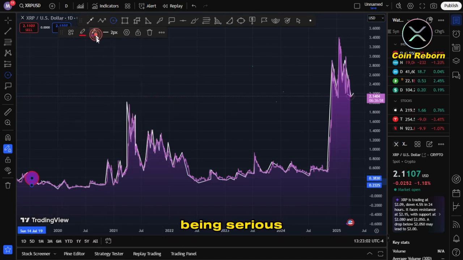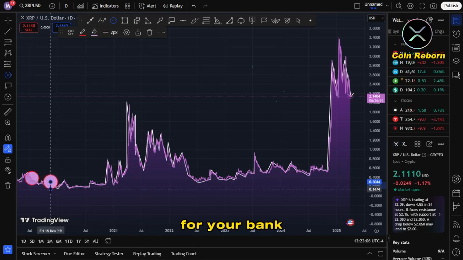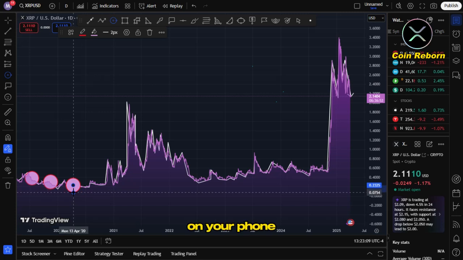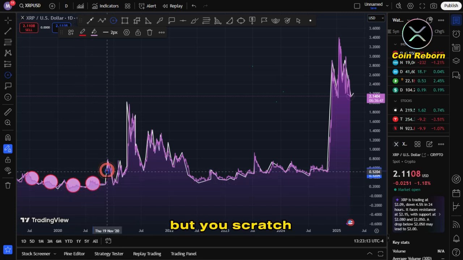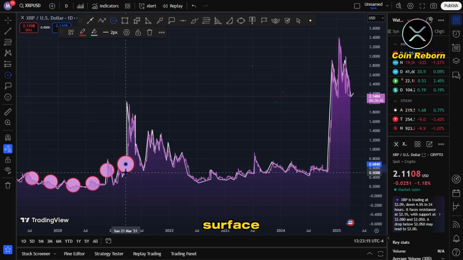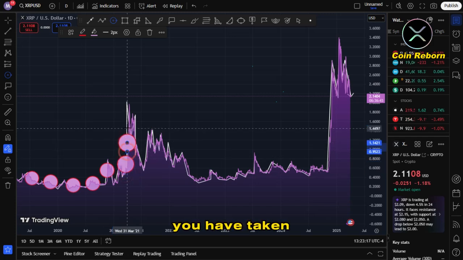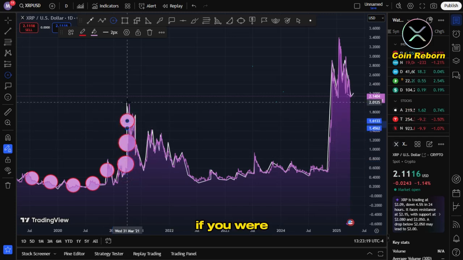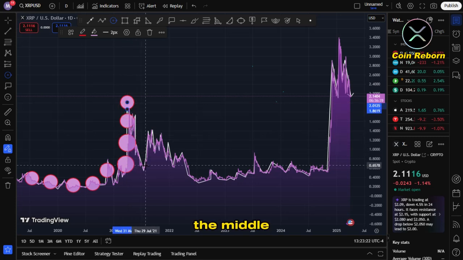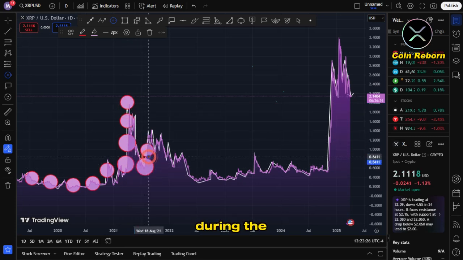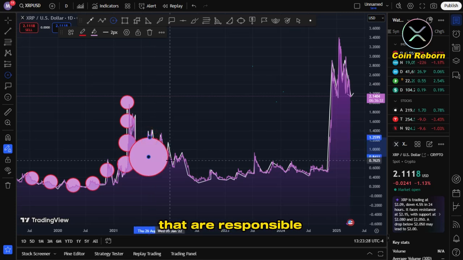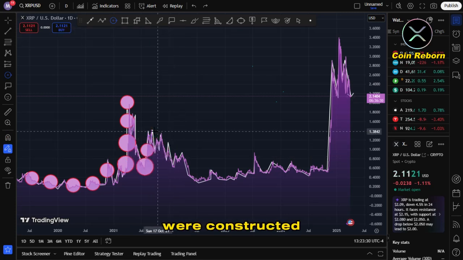I am being serious. If you take a look at the flashy front-end application for your bank, and it's all really neat, and you can access it on your phone, and it's the 21st century, but you scratch just a couple of layers below the surface, it gives the impression that you have taken a time machine. On the other hand, if you were fortunate enough to be born in the middle to late 1970s, you were born during the time when these mechanisms that are responsible for the movement of money were constructed.